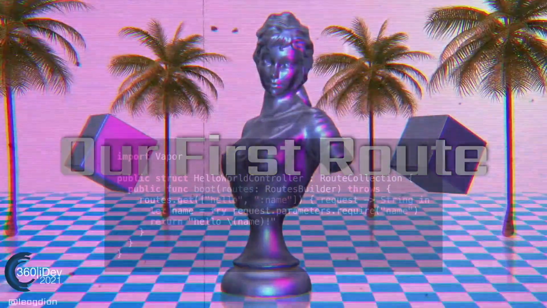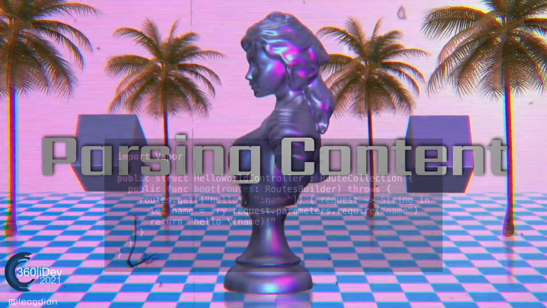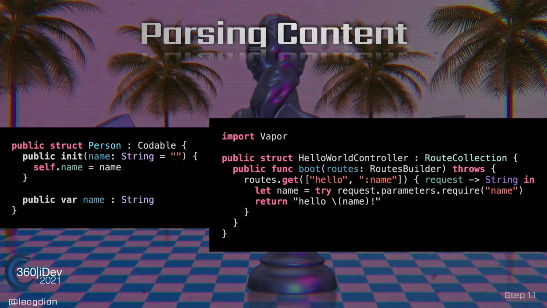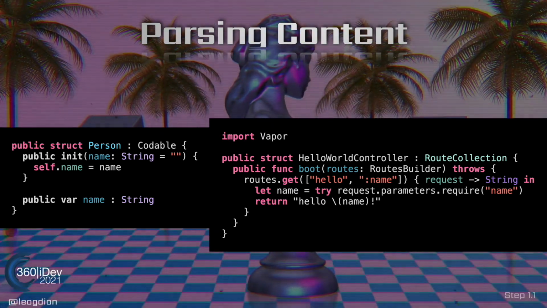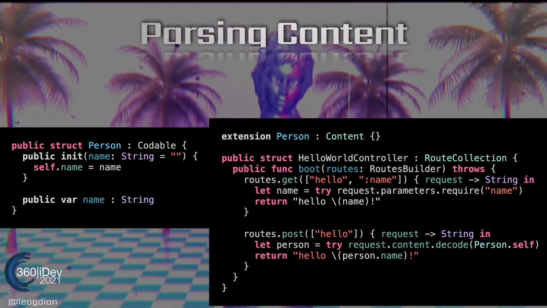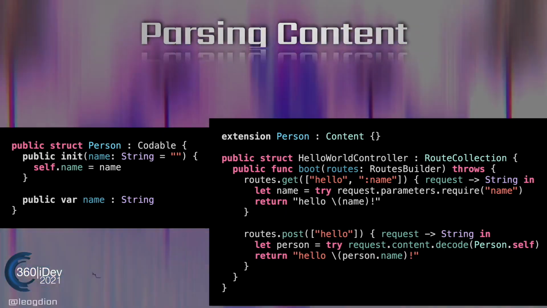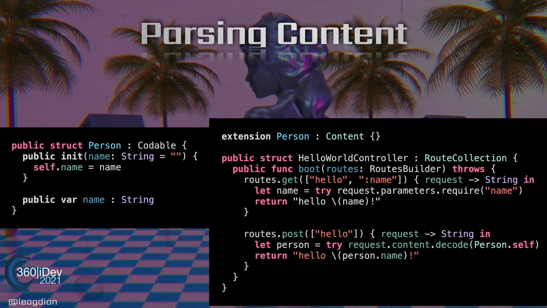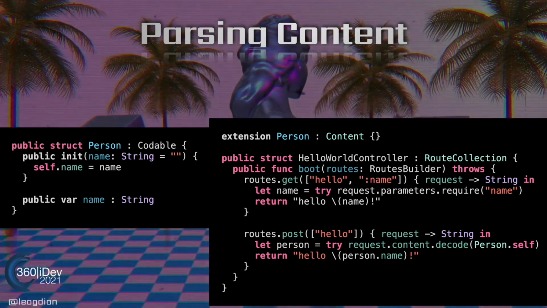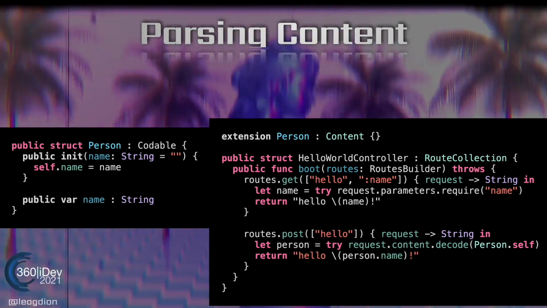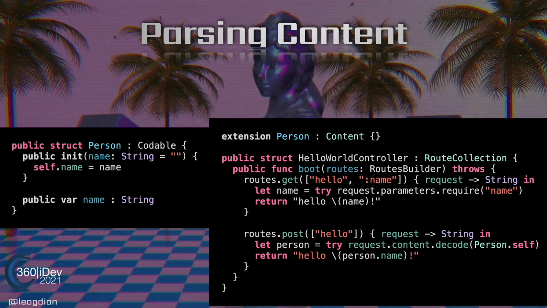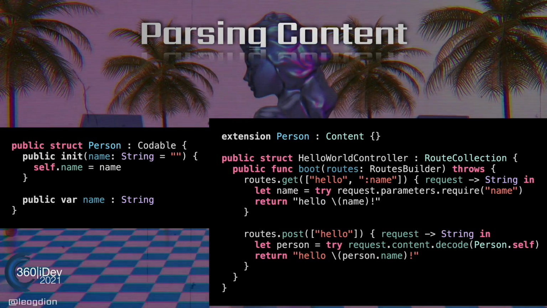Let's talk about how to parse content, for instance, in a post type request. So we're going to set up a struct called person, and this person has to be codable in order to be used within Vapor. Next, we're going to change our hello world controller by adding a new route, in this case post, which contains the content of a person object. For it to work with Vapor, we just need to extend person to implement content. There really are no methods or properties that you need to implement. You just need to make sure to mark that as a content type struct.